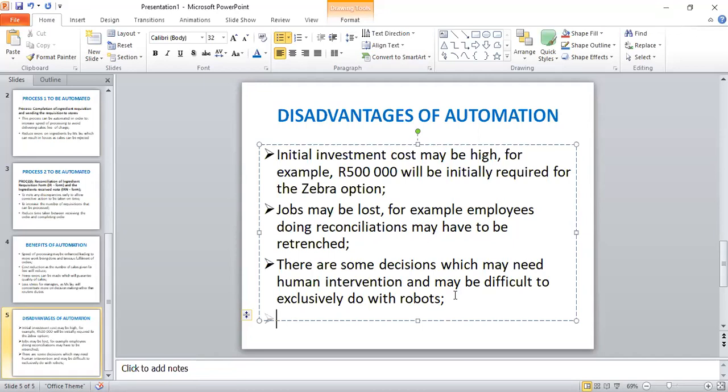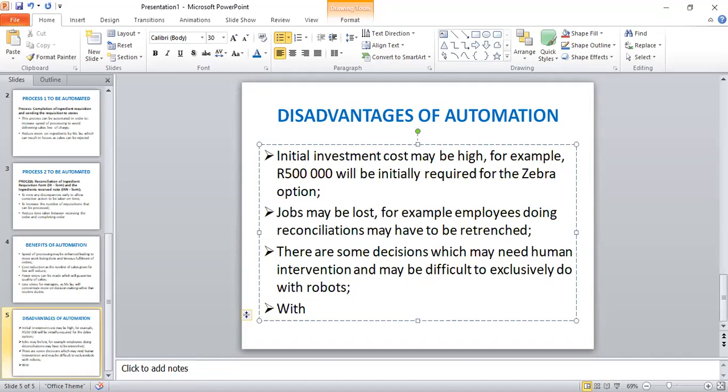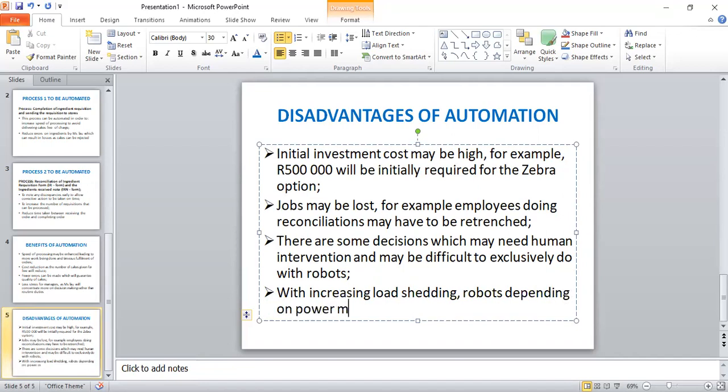Right. With increasing load shedding, robots depending on power may not work. You might find that we have replaced the people who normally do it, and there's a power crisis. That means all the work has to stop. Okay, you can say you can find other sources, but other sources will also lead to increased cost.